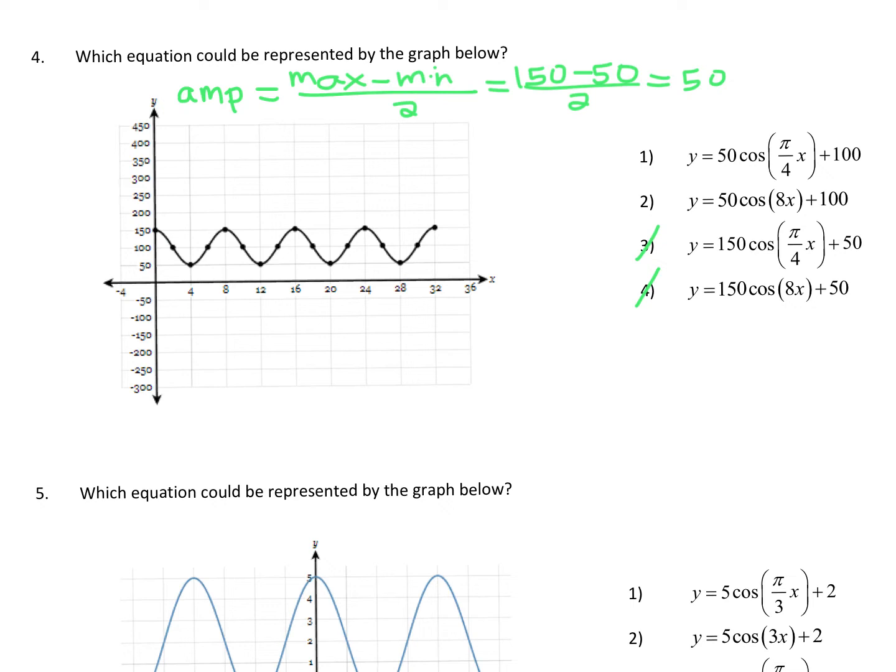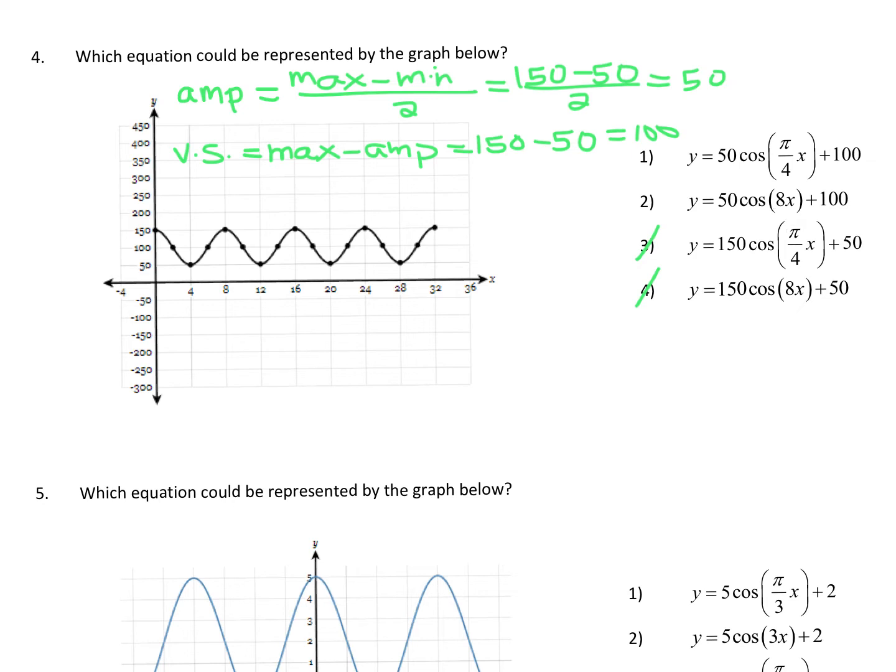Now, choices 1 and 2 both have a vertical shift of 100. If you did have to find the vertical shift, it is equal to your max minus the amp. Since our max is 150, and we just found the amp to be 50, we can see why the vertical shift would be 100. But that doesn't really help us cancel off one of these. So what we have to do is find the frequency. Is the frequency pi over 4, or is the frequency 8?